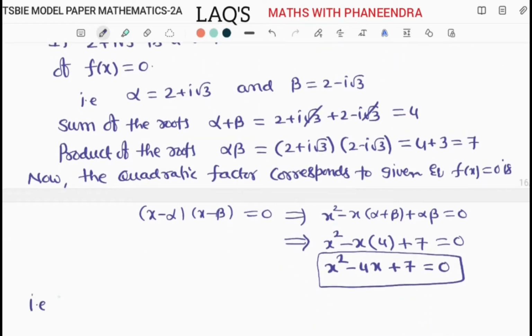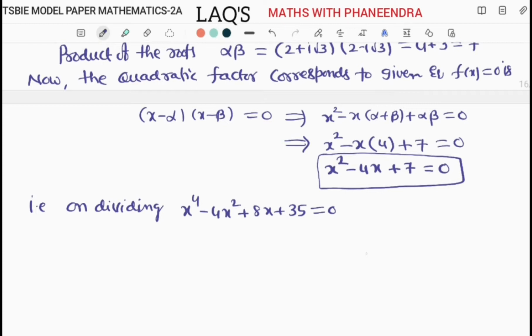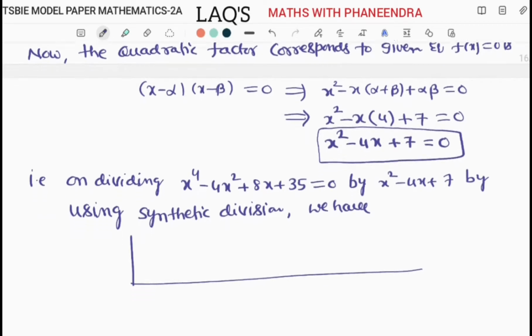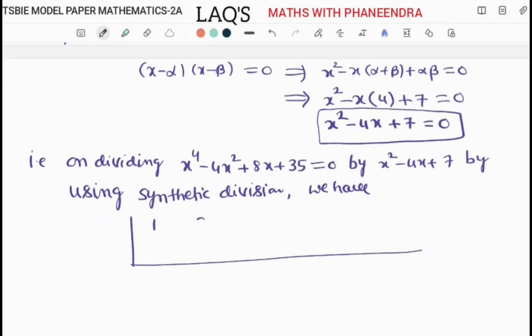So x square minus 4x plus 7 is a factor. On dividing x power 4 minus 4x square plus 8x plus 35 by the quadratic factor x square minus 4x plus 7, actual division you can do, by using synthetic division. First we have to draw it like this. The x power 4 coefficient is 1, x power 3 coefficient is not there, so 0, x square coefficient is minus 4, x coefficient is 8 and the constant is 35.